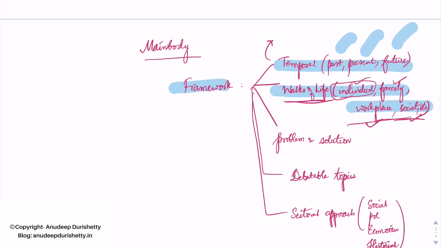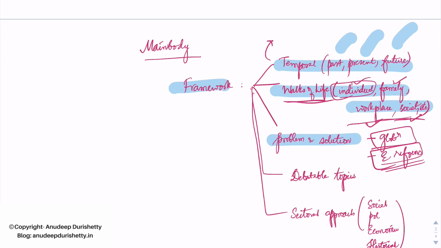A third way can be a problem and solution approach, where in this method you discuss the concept, its historical evolution, current status, problems and also the solutions that you suggest to overcome those problems. For example, take a question like globalization, economic reforms or judicial activism, which have both positive and negative aspects to it. Such topics are ideal to be expanded in problem and solution approach.